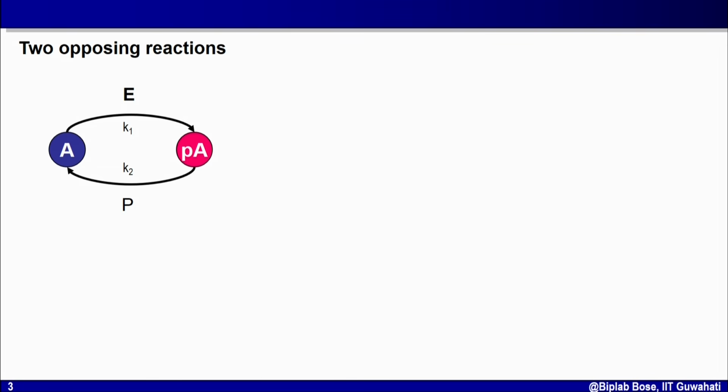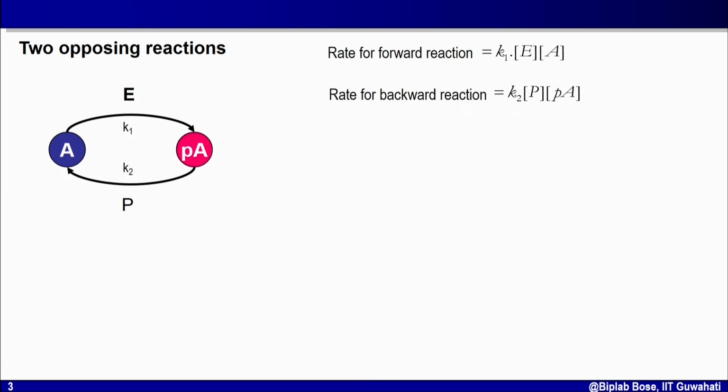And I want to write ODEs for this. So how can I write it? Look into this. The rate of the forward reaction, that is A to PA, is given by K1 into E into A. K1 is the rate constant for the forward reaction, E is the concentration of the enzyme, A is the concentration of the substrate, that is the unphosphorylated molecule.